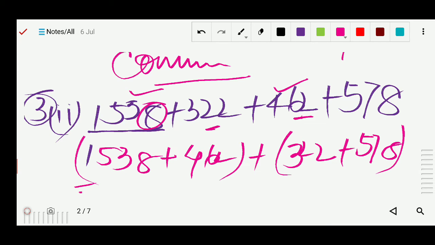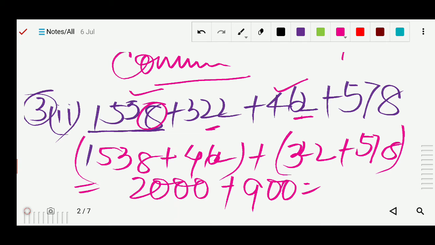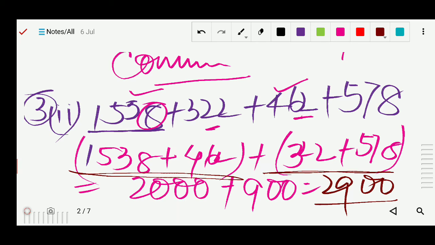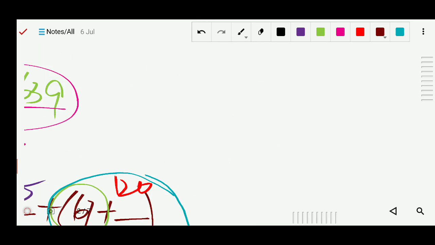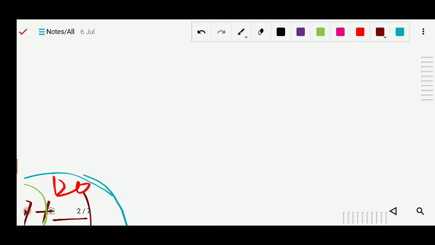Okay, when you add these two, you will get 2000 plus 900. So your answer will be 2900. That is your answer. And what did we do here? We did the arrangement, we did the grouping. By the grouping we got the answer. So grouping is what? Associative property. Got it? Okay, next we will solve question number 4.